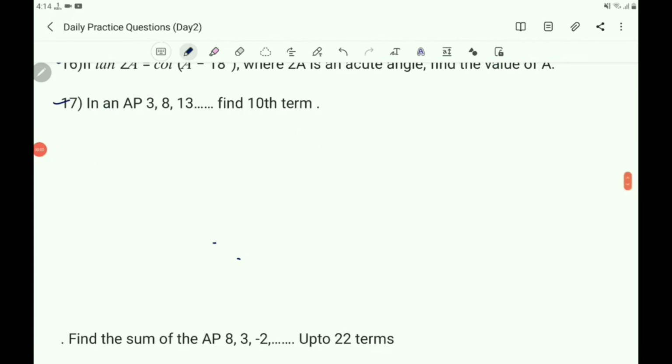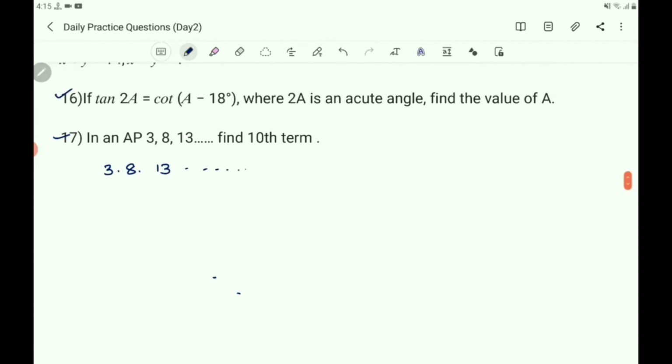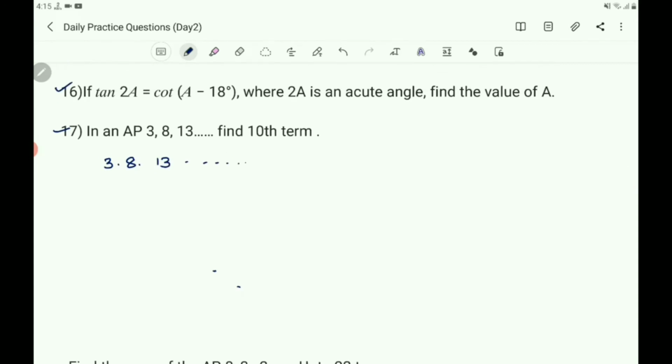Now the 17th question: in an AP 3, 8, 13 and so on, find the 10th term. So you write the arithmetic progression 3, 8, 13 and so on. And also you write here what we have to find out. We have to find the 10th term. Then the first term a is 3. And common difference d is a2 minus a1. Here a2 is 8, a1 is 3. So 8 minus 3 equals what? 5.